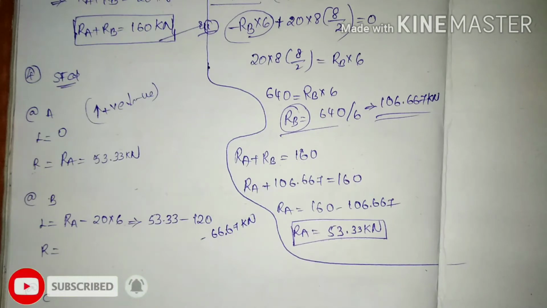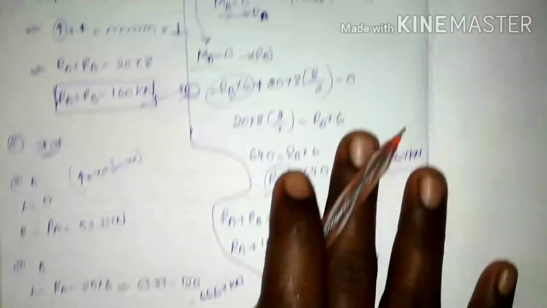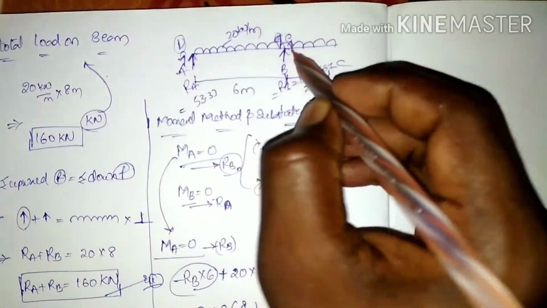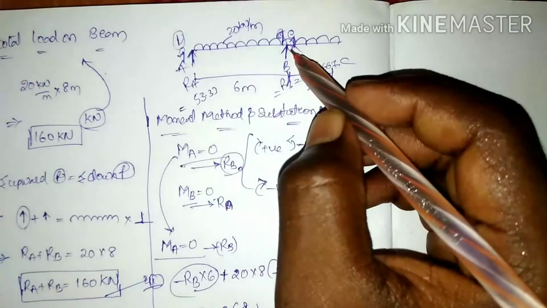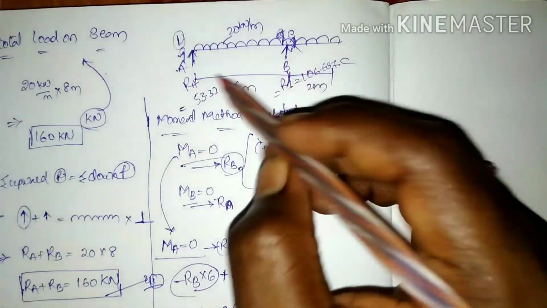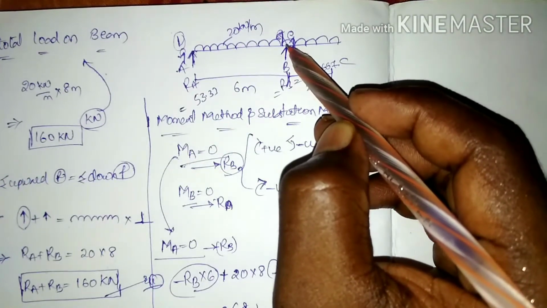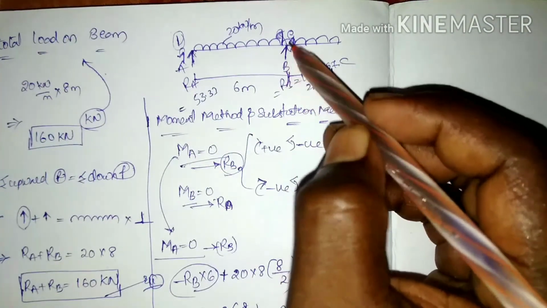Having completed the left of B, I am going to stand at the right of B and look forward to the left side. For this, we have RA and the UDL for the 6 meters, and a reaction RB in the upward direction.